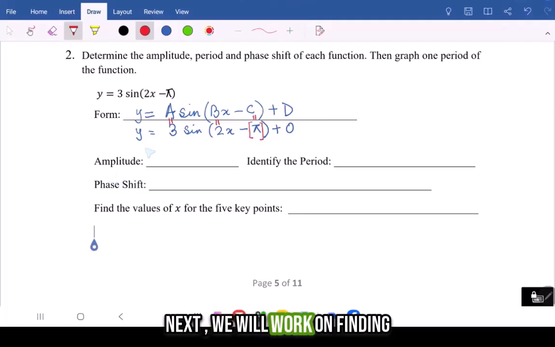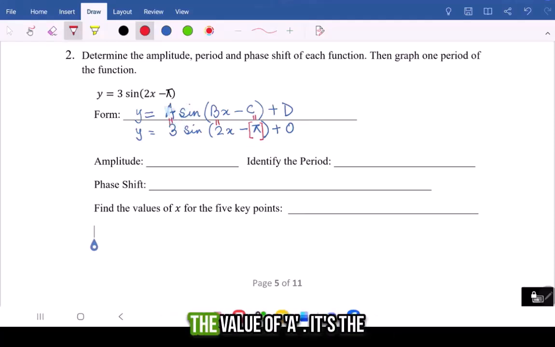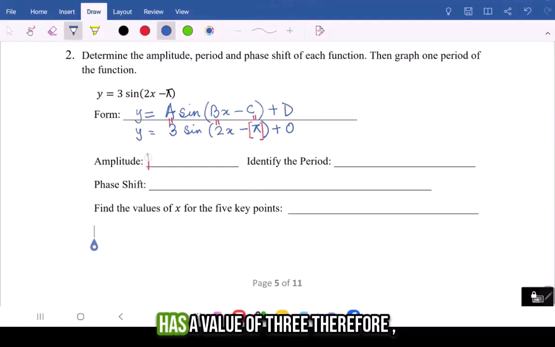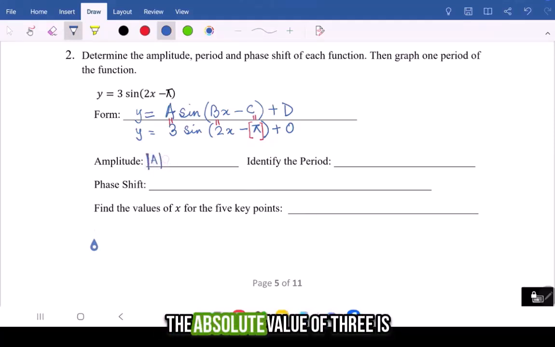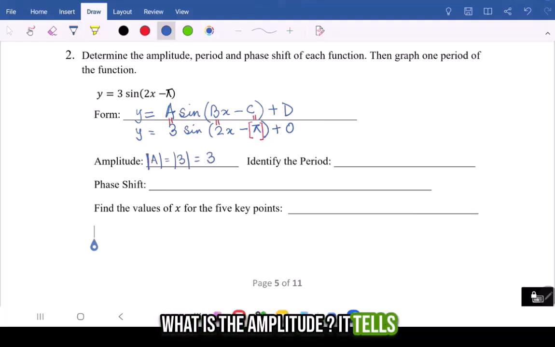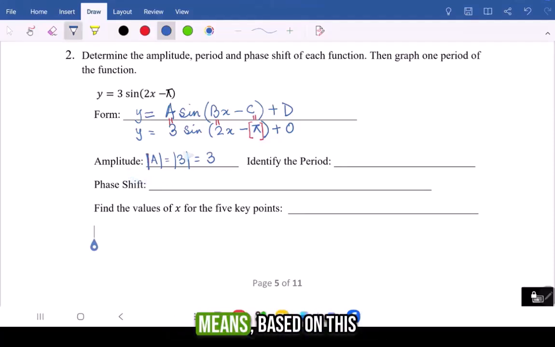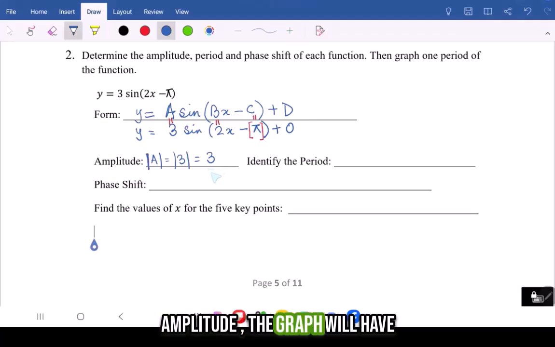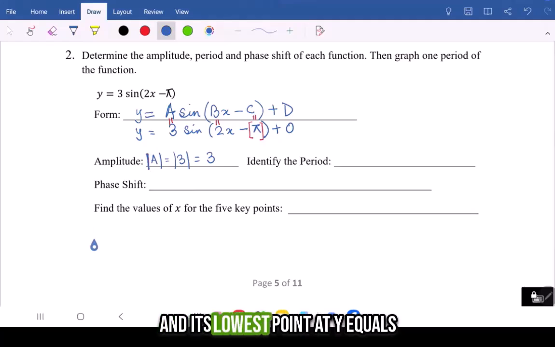Next, we will work on finding the amplitude of the function. The amplitude is determined by the value of a. It's the absolute value of a. Here, a has a value of 3, therefore the absolute value of 3 is 3, and that is the amplitude of the function. What is the amplitude? It tells us the vertical stretching or shrinking of the graph. That means, based on this amplitude, the graph will have its peak point at y equals 3 and its lowest point at y equals negative 3.